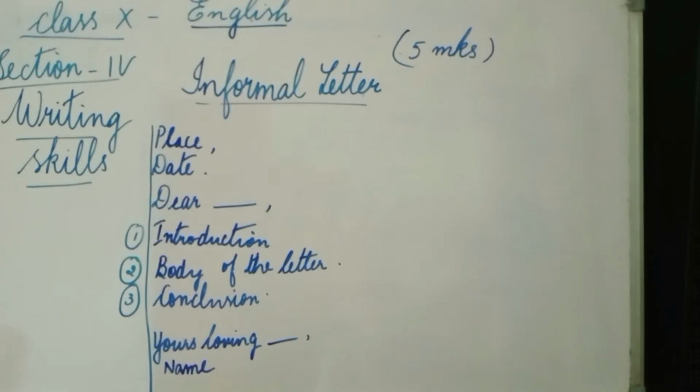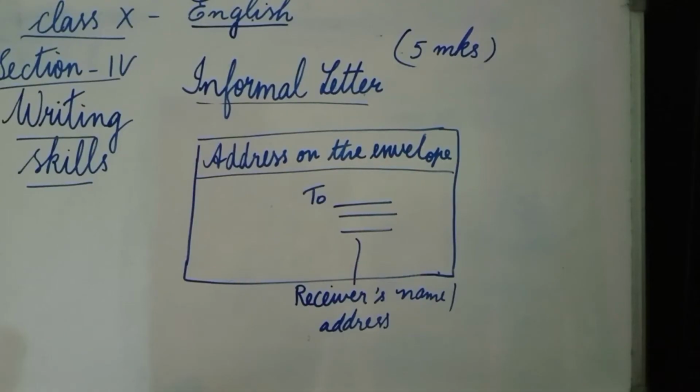Then, just like the earlier formal letter that we saw, in the informal letter also you can mention the address on the envelope. For the address on the envelope, you can draw a rectangular box using a scale and a pencil, and then from the center of the rectangular box you can write the receiver's name and address.